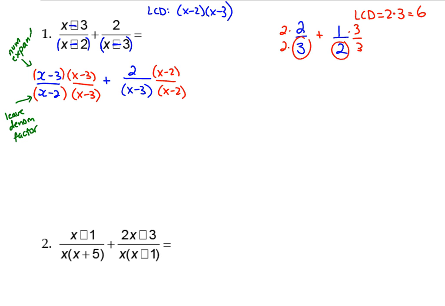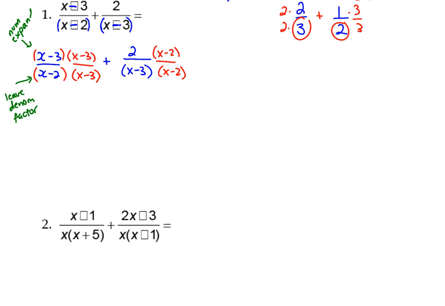How do I expand that? FOIL. x times x, x squared, and x times negative 3, negative 3x, negative 3 times x, negative 3x, and last, negative 3 times negative 3, plus 9. But the denominator we can leave factored. Okay, so plus, expanding this guy, distributive property, 2x minus 4.